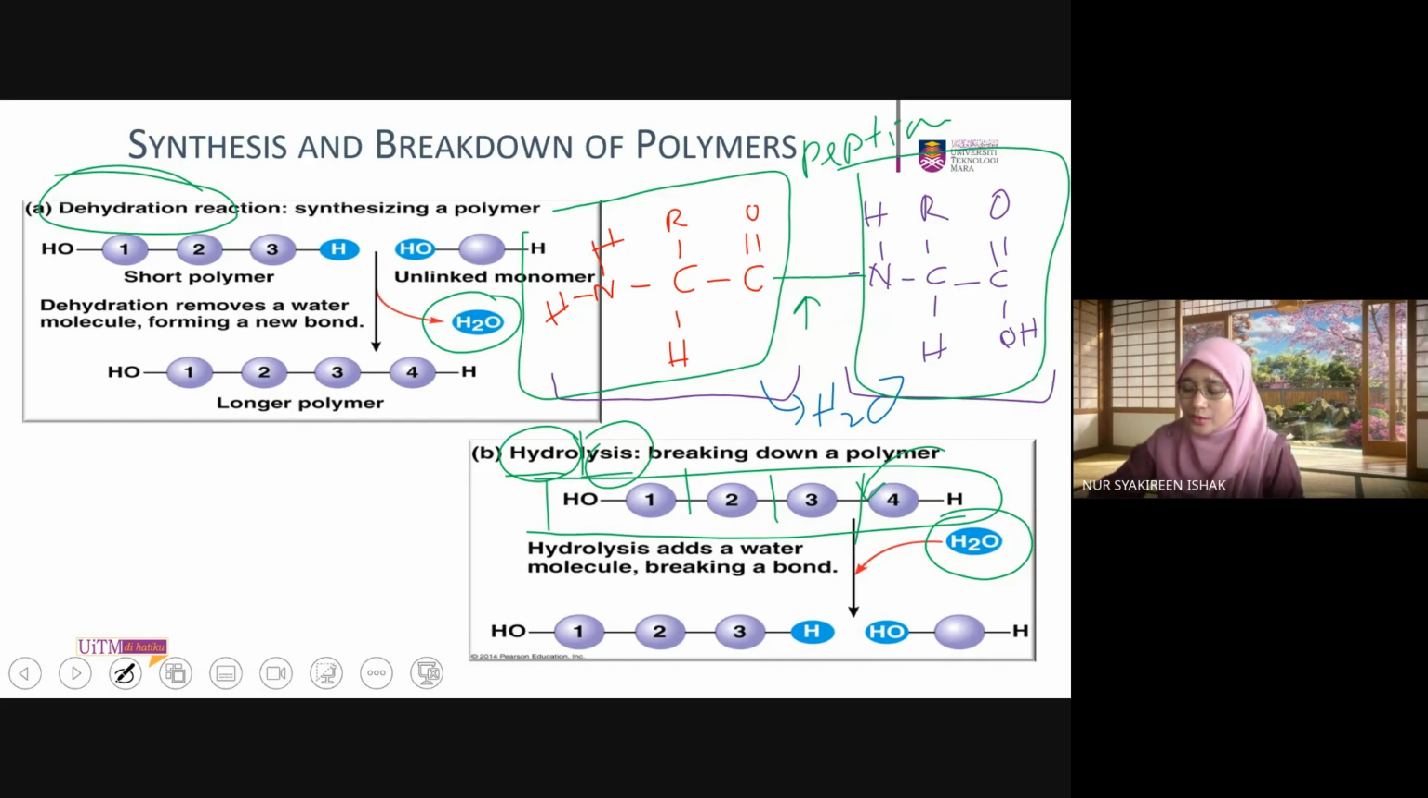As you can see here, for example, initially I've drawn a molecule that we call a dipeptide.